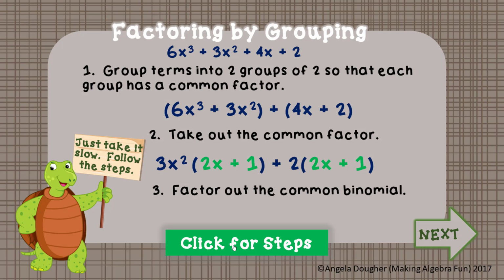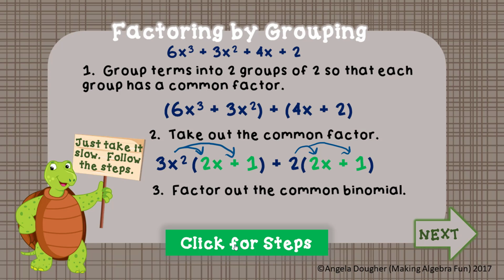In this first one, we could take out a 3x squared, because if you multiplied 3x squared times 2x, you would get 6x cubed. And then 3x squared times 1 would give you 3x squared. And then you could factor out a 2 out of the second polynomial, because 2 times 2x would give you 4x, and 2 times 1 would give you 2.